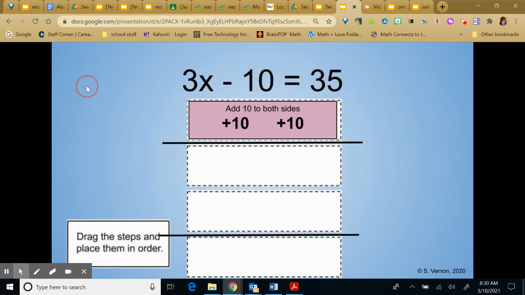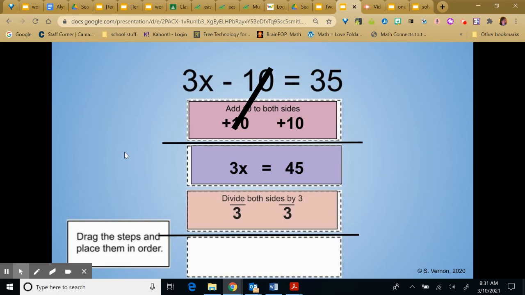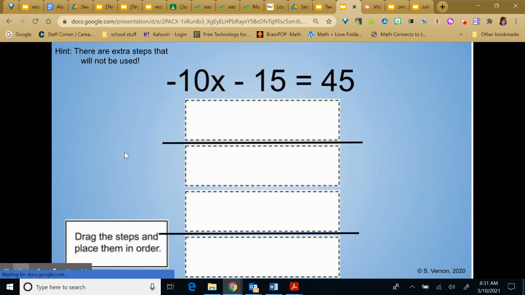Those 10s are going to cancel. I'm going to bring down my 3x, and I'm going to do the math on the right side. 3x equals 45, because 35 plus 10 is 45. Last step, what do I need to do? I need to do the opposite of this. This is multiplication. So I'm going to divide by 3 on both sides. There we go. These 3s are going to cancel out, and I have x is 15. Okay.